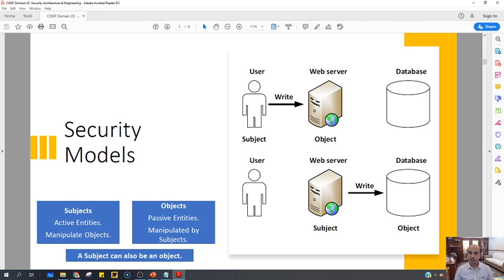So a subject is an active entity which manipulates objects, and objects are always a passive entity which is manipulated by the subject. But a subject can also be an object, as in this particular scenario itself: initially the web server is an object, but in the second case it is a subject. So we need to understand the same, right?